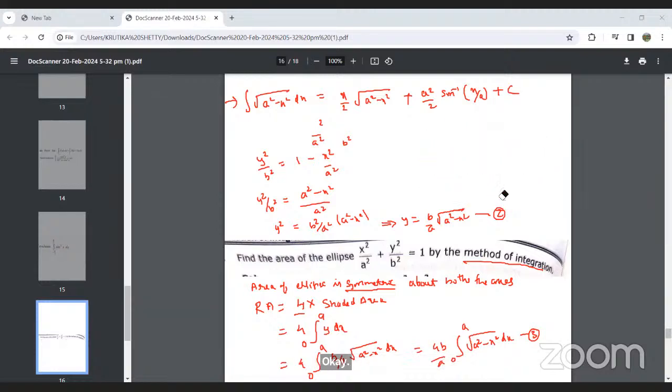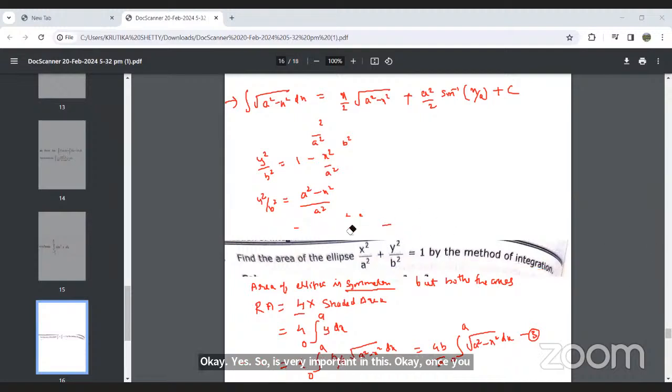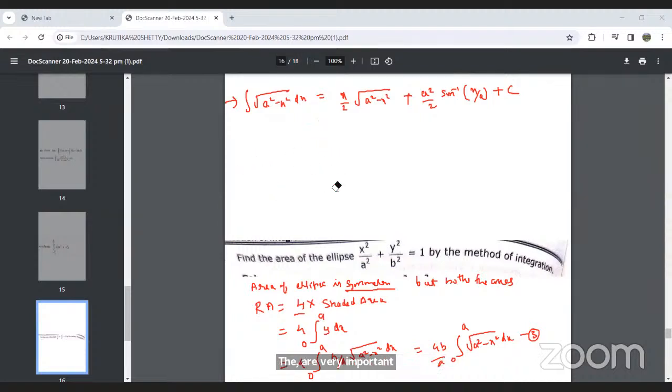So the figure is very important in this. Curves are very important: circle, parabola, ellipse, and hyperbola. These all 4 figures you need to know, and also their standard forms. So further what we need to do, see now here.